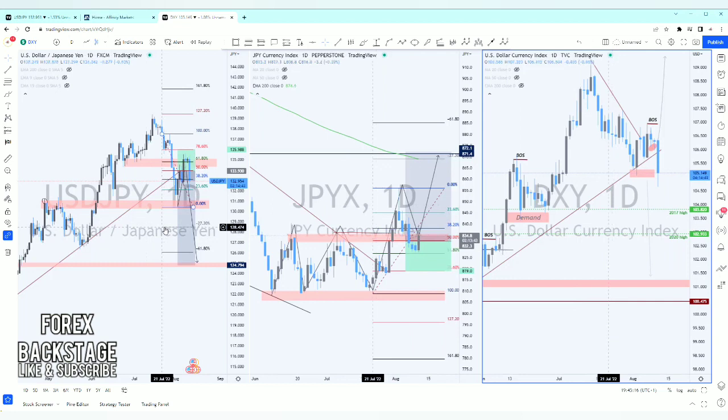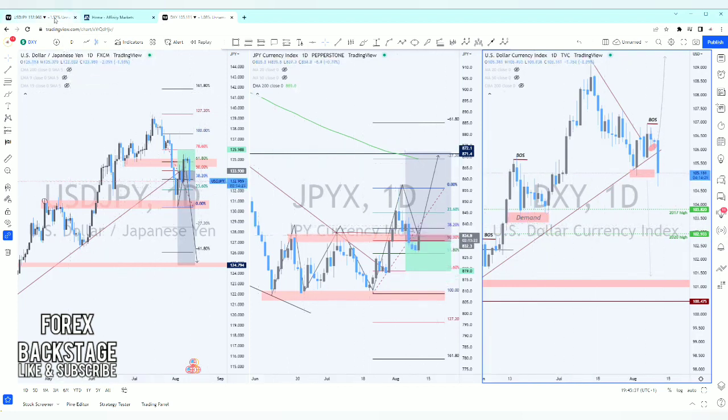If you look at the confluences, you can see USDJPY selling off. The JPY index is showing us that the Japanese yen is quite strong, and the dollar index is showing us that the US dollar is getting quite weak. So you can see the reaction from USDJPY just based off our confluences.